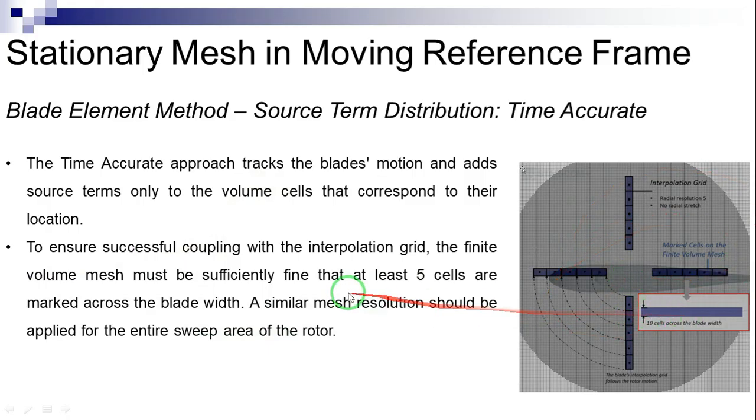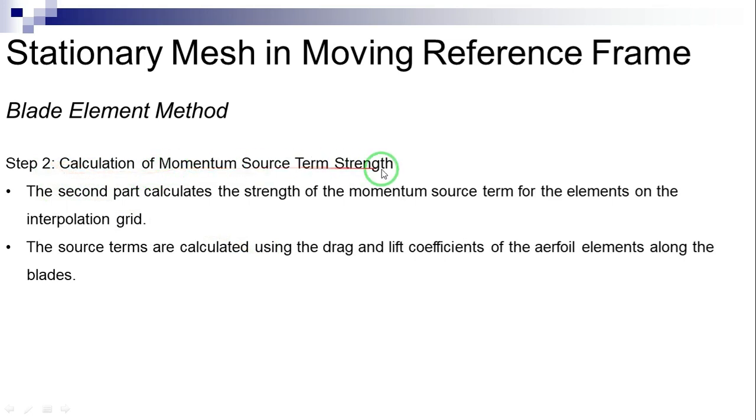Step 2. Calculation of momentum source term strength. The second part of the blade element method calculates the strength of the momentum source term for the elements on the interpolation grid. The source terms are calculated using the drag and lift coefficients of the airfoil elements along the blades. Knowing the angle of attack alpha and the blade relative velocity, shown typically by V rel, experienced by the airfoil, these coefficients are calculated as a function of either the Mach number or the Reynolds number.